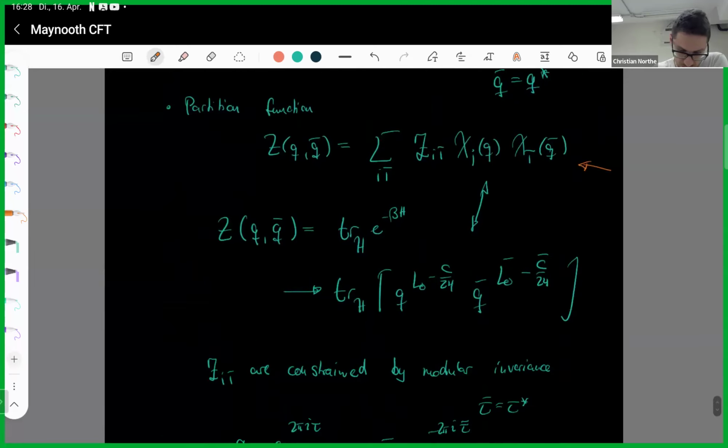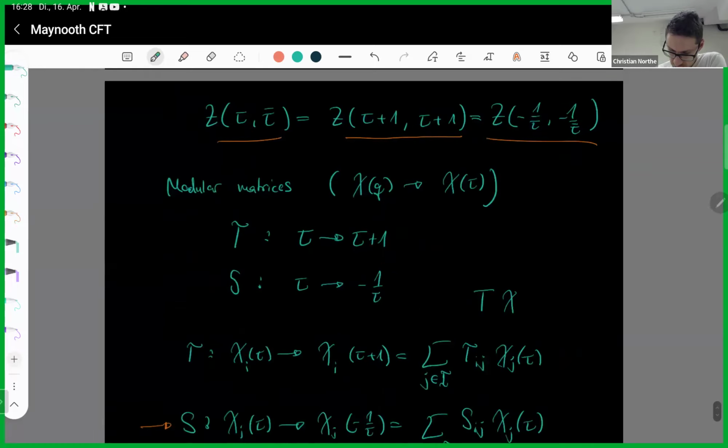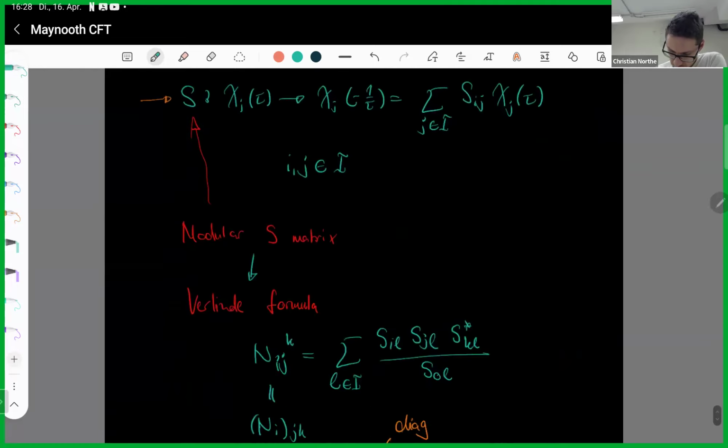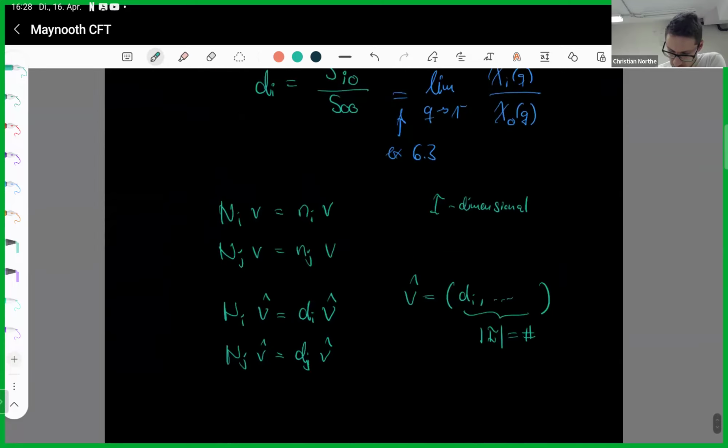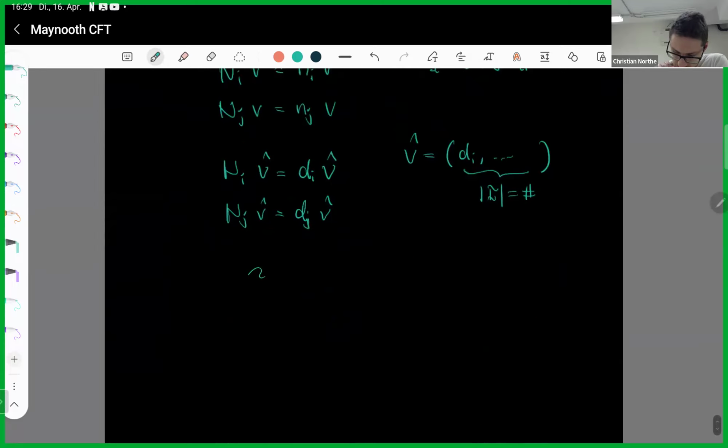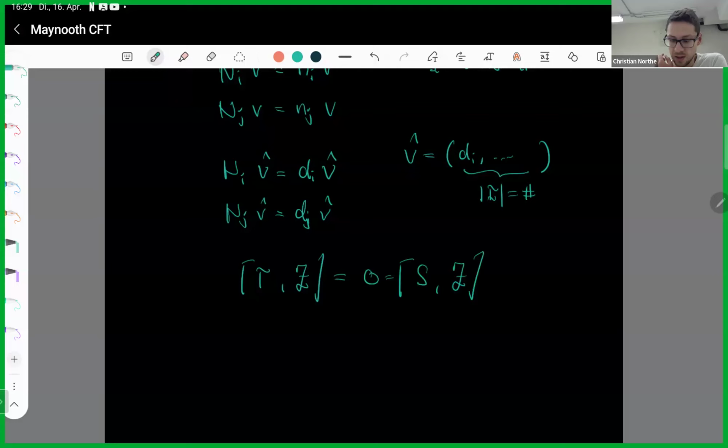So maybe what I can add is that at the end of the day, you have these matrices tau, and you have the multiplicity matrix Z, and it should commute, just as S should also commute with the multiplicity matrix. So viewed as matrices in I times I, they commute, and that gives you constraints.